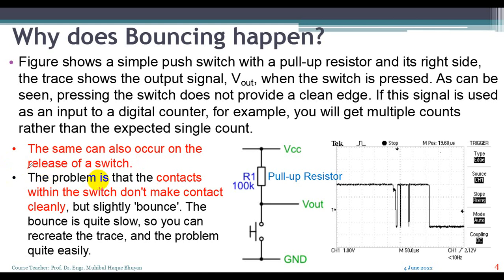The problem is that the contacts within the switch do not make contact cleanly, but slightly bounce. The bounce is quite slow, so you can recreate the trace and the problem quite easily. So with an oscilloscope, you can trace it. And look at over here, this is the oscilloscope output from the mechanical switch. You can trace this problem in the oscilloscope.